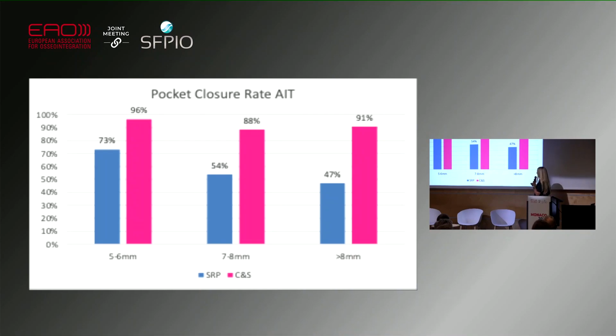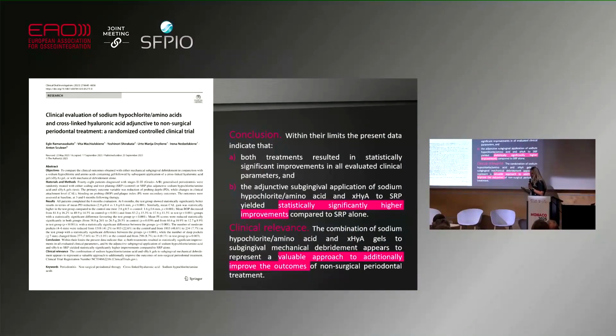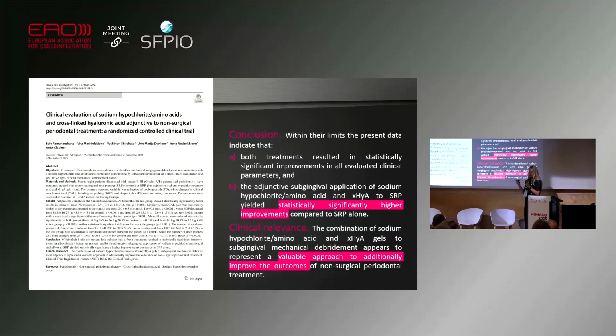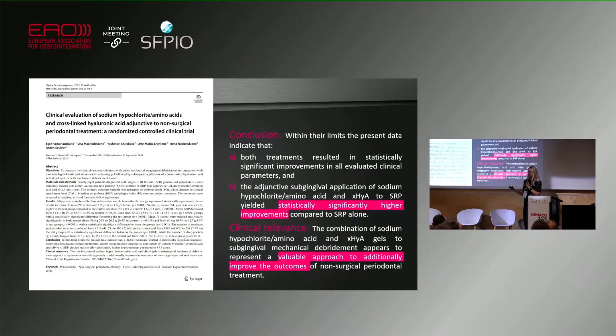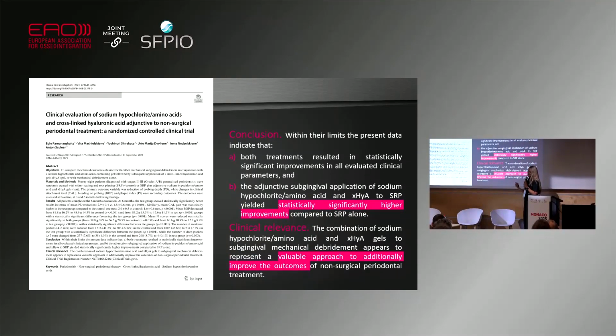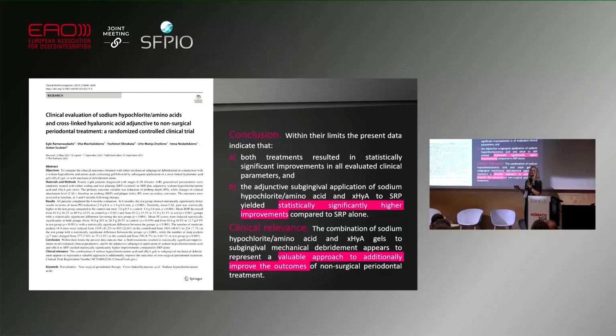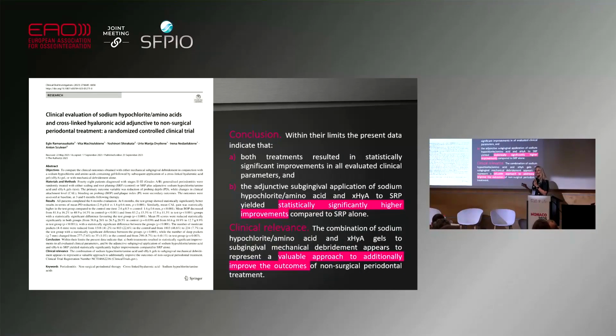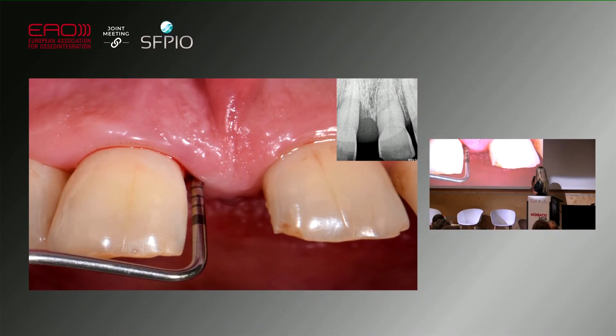For instance, if the initial probing depth is 8 millimeters or more, only 40% of these pockets are closed after subgingival instrumentation, and 91% of these pockets are closed in the clean and seal group. Isn't it great? So we made a conclusion that clean and seal not only significantly led to higher clinical improvements, but actually is a valuable treatment approach in step 2 of periodontitis treatment.